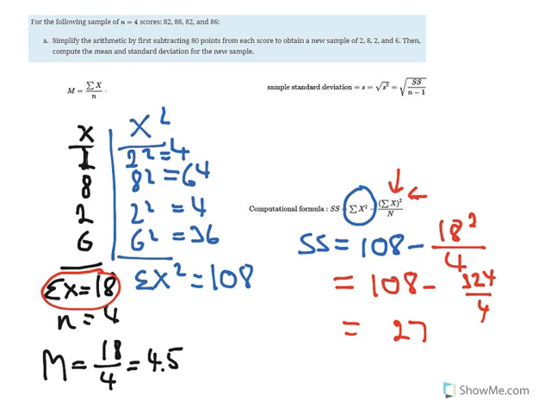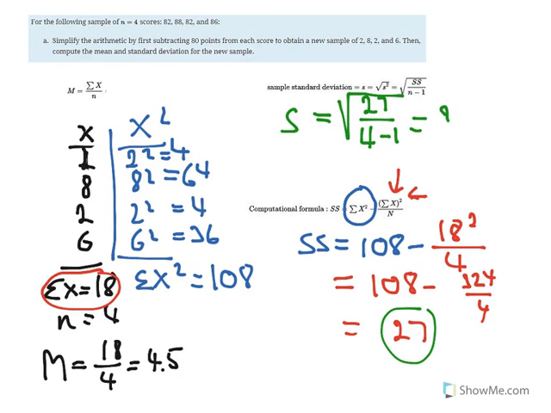Now that we solved for the sum of squares, we can just plug it in the formula for the standard deviation. So the square root of the sum of squares, which we just solved, so that's 27, over n, we know that's 4, minus 1, and that's going to be 3. So remember, first you got to go 27 over 3, and then take the square root of that.